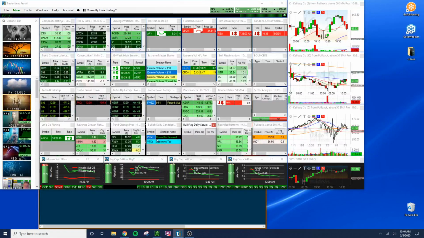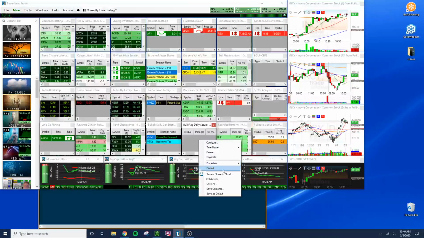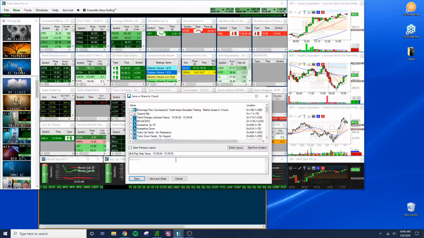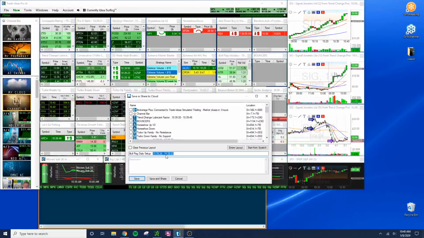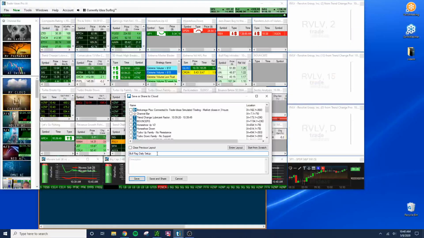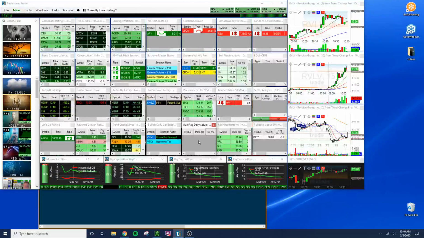If there's anything you're specifically looking for, like say a bull flag daily setup, or this one right here, all you do is right click, save or share to cloud. There's the name, bull flag daily setup. I'm just going to clean out the numbers. I don't care about the numbers. And now I've saved it. And then I just go ahead and hit save. And now I've got that window, that daily bull flag, saved in my cloud.